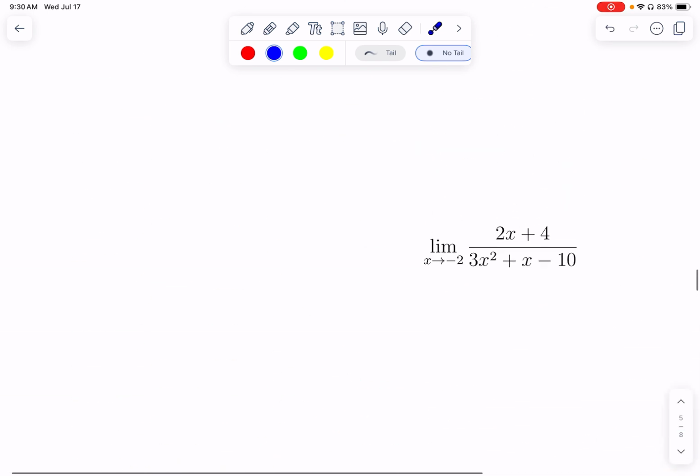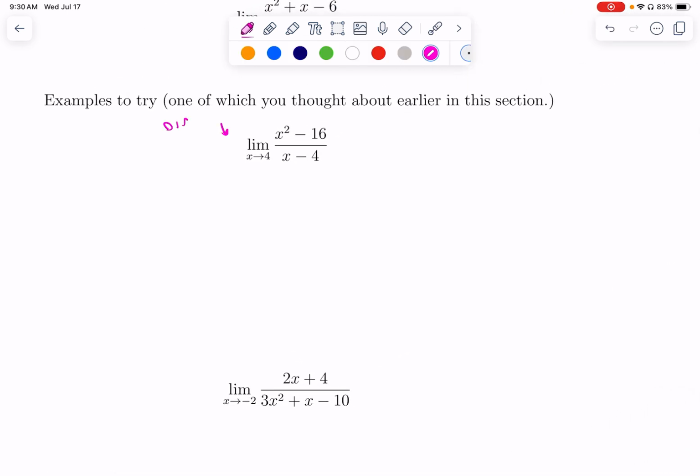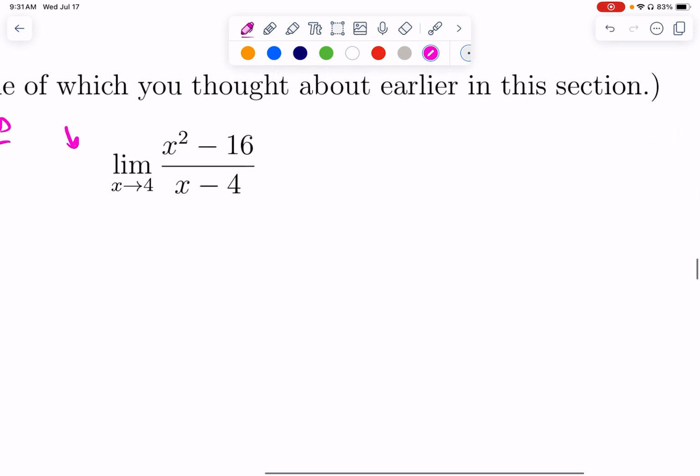Okay, so with that in mind, try these two examples. I will tell you that this one you already did. We did it numerically, we did it with a graph. So see if you get the same answer. But for both of these, try to mimic what I did in that previous section. All right, so for this first one, what did you get? And let's go through this.